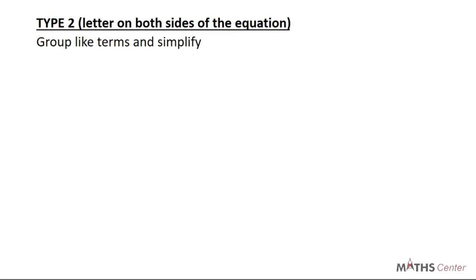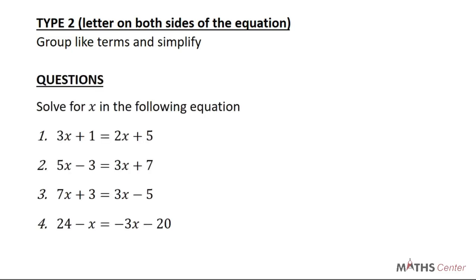Now type 2, letter or variable on both sides of the equation. What do we do? You group like terms and you simplify, just as we did for the previous one. In this type 2, the first thing you need to do is to group like terms. After that, you simplify. Let's pick some examples and see how to apply this point.